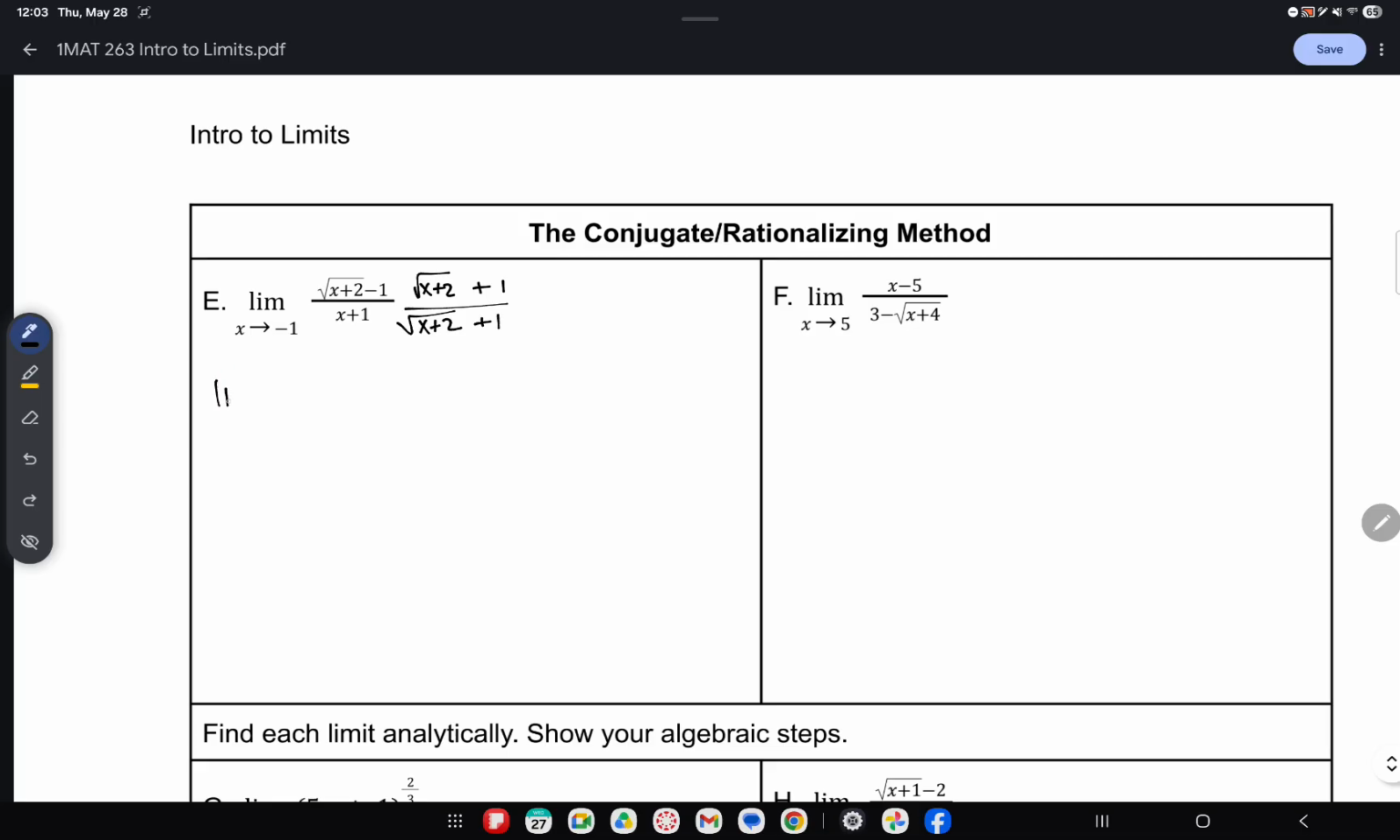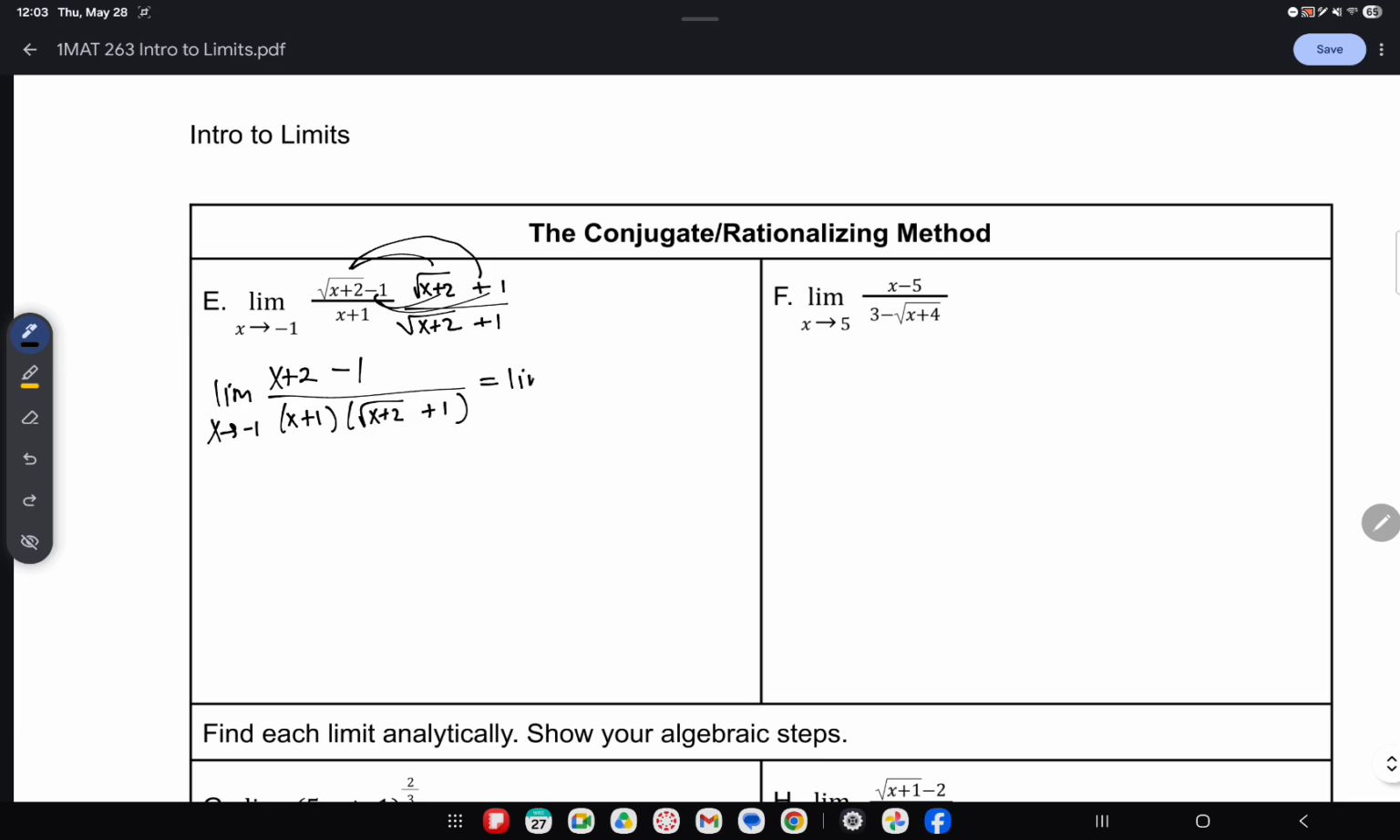And what I'm going to do here is the denominator, I'm going to leave this as x plus 1 times the square root of x plus 2 plus 1, because that x plus 1 factor might cancel out. Because up top, if I do this multiplying out, square root times square root is going to give me what's under the square root. And then I would have plus the square root of x plus 2, and then I would have minus the square root of x plus 2, and then I'd have minus 1.